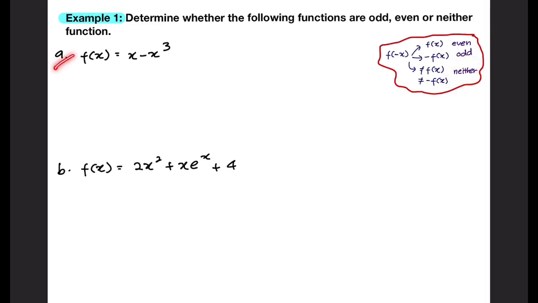So look at example A. We have f(x) equal to x minus x to the power of 3. First, substitute all x here with negative x. So we have -x. Put negative x in brackets.